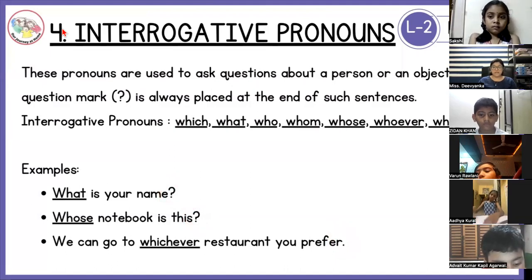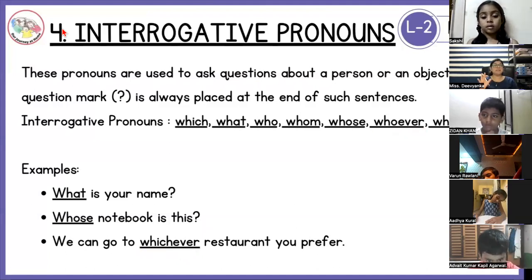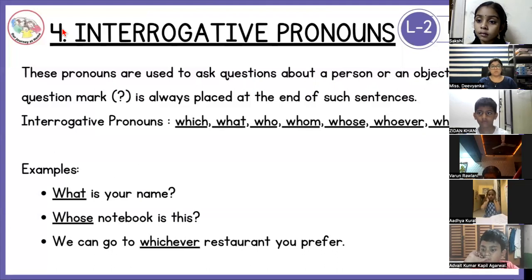And now there are words like whichever and whoever, which can be used in just simple sentences also. But still, it will give you an answer in options, because whenever you ask a question, can a question have only one answer? For example, who is your favorite cricketer? Advait's favorite cricketer will be different. Adya's favorite cricketer will be different. Varun's favorite cricketer will be different. Same with Zidane and Sakshi, right? Is it going to be the same for everybody?